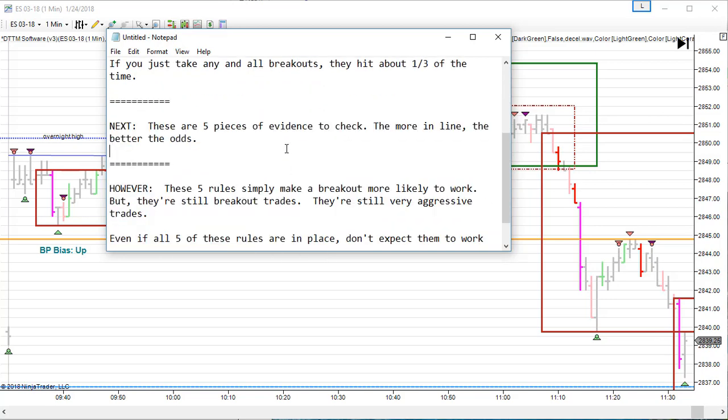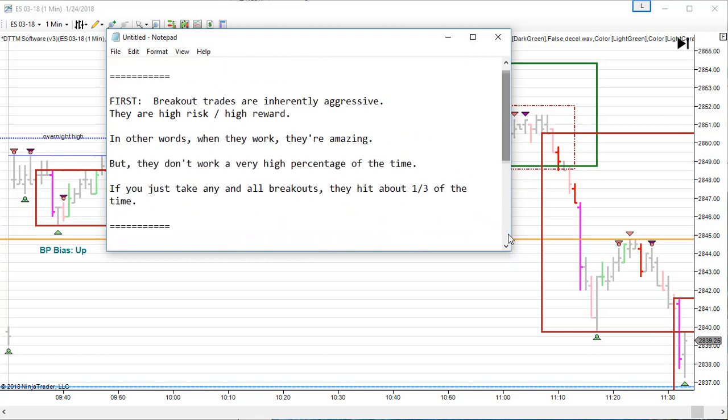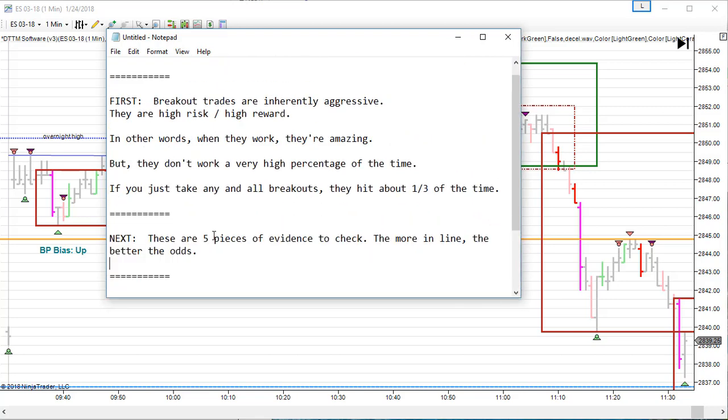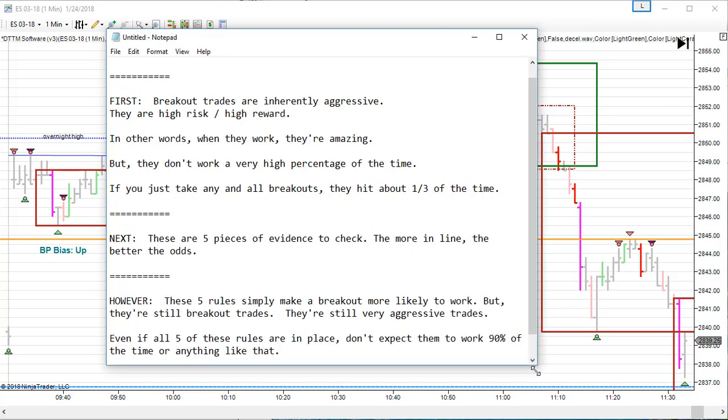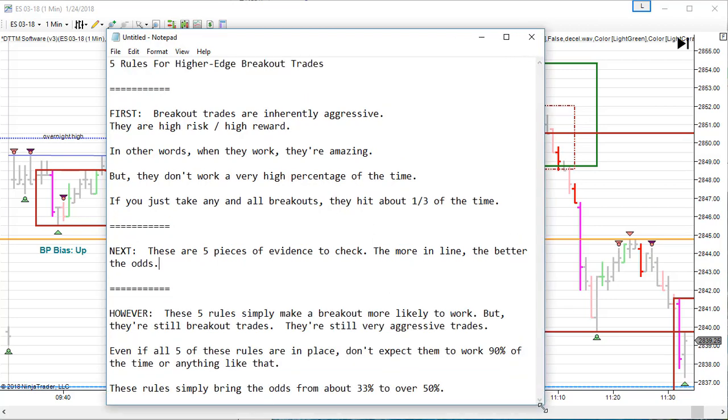Now, the second thing here is these are basically 5 rules or 5 pieces of evidence to check. The more of these pieces of evidence that are in line, the better the odds. It's still not going to be a situation where you're looking at like 90%. If you think that you can turn a breakout trade from being a randomly 33% chance to putting 5 rules in place and getting 90% of the time being right, I mean, you're mistaken. That's not how it's going to be. But what you can do is increase the likelihood of them working.